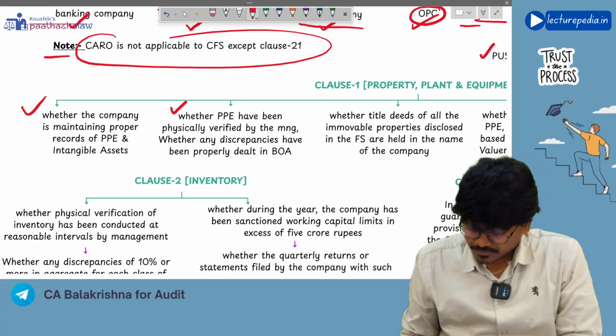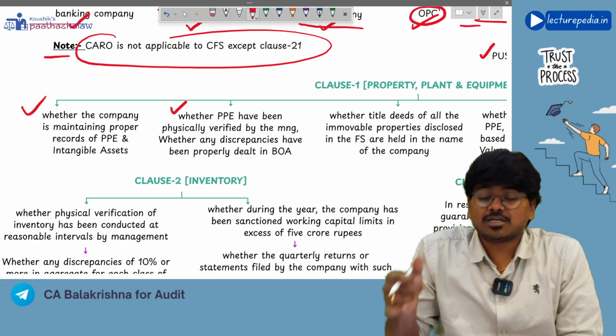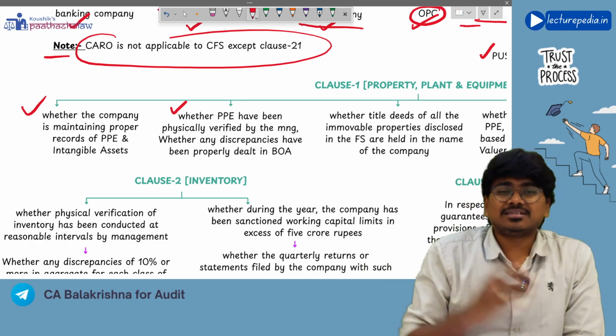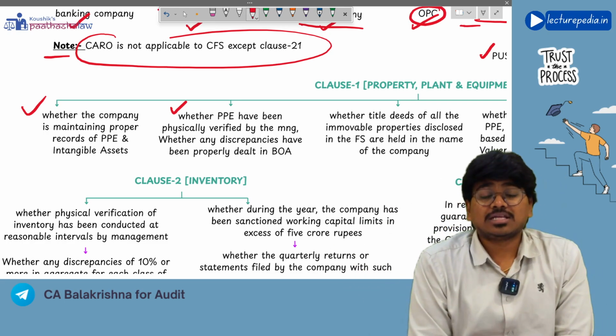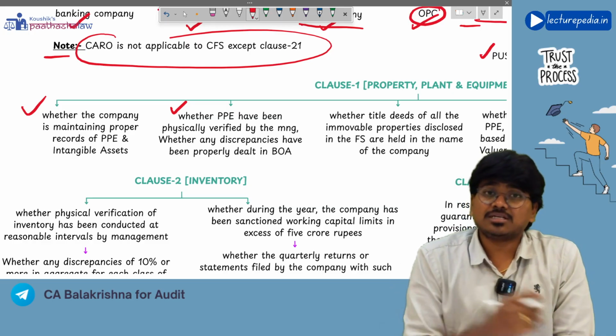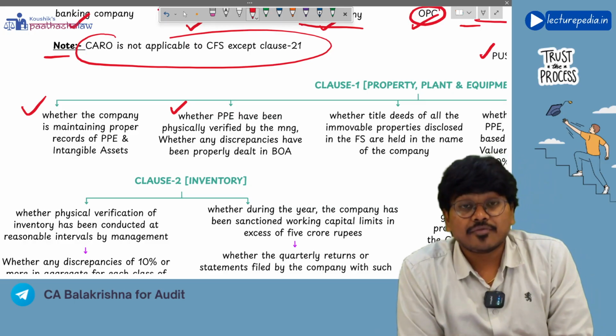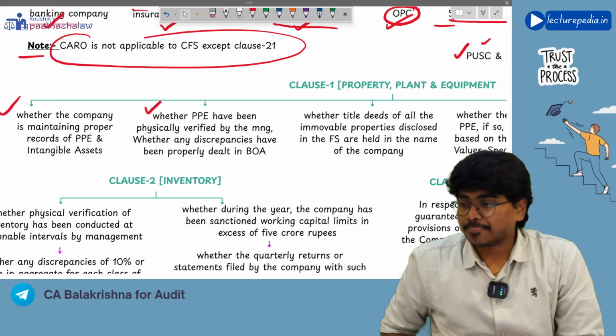Next, whether this PPE has been physically verified by the management at proper intervals or not. So that auditor will report. If management is not physically verifying PPE at periodic intervals, then auditor will report it here.